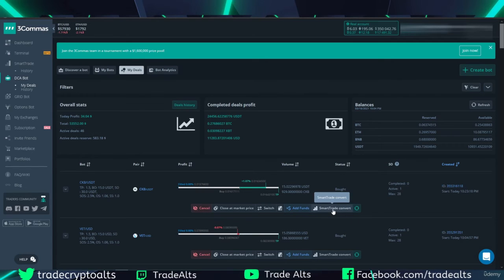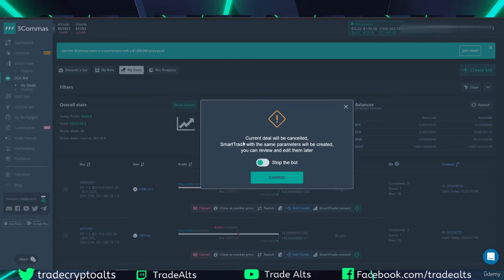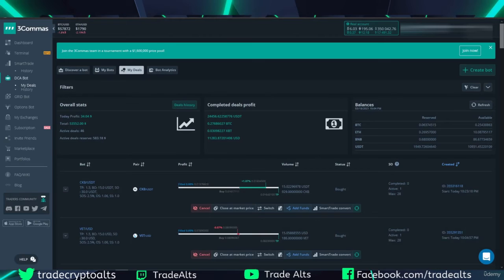So you literally click on Smart Trade Convert. It's going to ask you, so the current deal will be canceled. Essentially your trading bot will be canceled and you're going to take the exact same parameters that you're seeing right here. You can see where your entry is and your take profit is right here. You are literally going to make the exact same parameters as you would have had you left the bot alone. But you can change it if you want, and I'll show you.